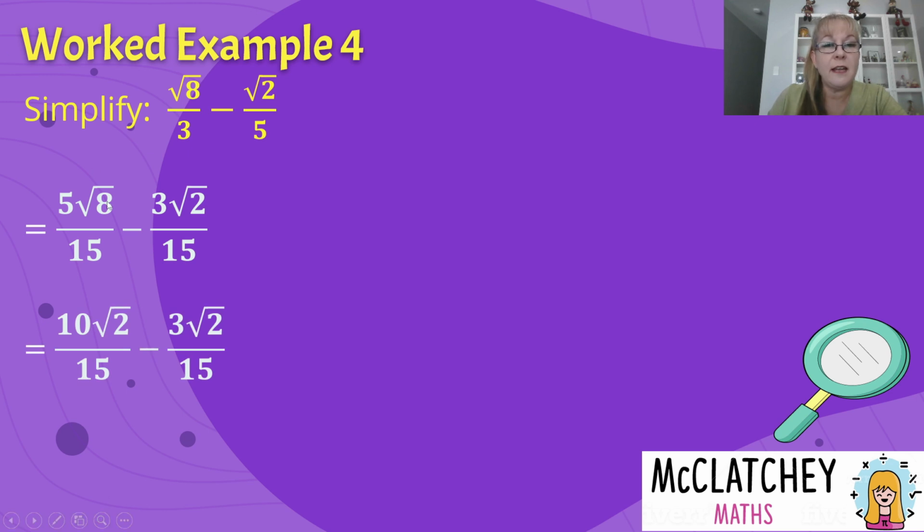Firstly, I can't actually do anything with this 8 because we've got two different surds. They're not like surds. So what I want to do is change this one here. Remember, it's 4 times 2, and the square root of 4 is 2, so that's 2 root 2. So now I've got 5 times 2 makes 10. We don't need to change this one here. So now I've got like surds, common denominators. Now I can do the addition and the subtraction. 10 take away 3 is 7. So I'm going to have 7 root 2 over 15.